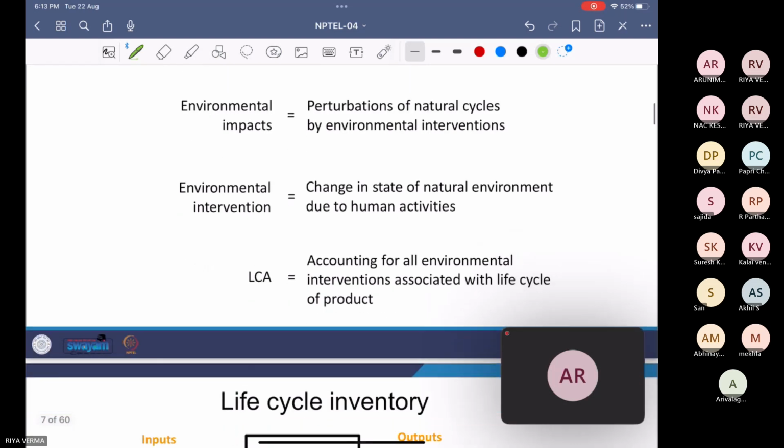After that, LCA. LCA is an accounting process of all the environmental interventions associated with the life cycle of a product. So during the entire life cycle of a product, all the environmental interventions we do that have a certain impact on the environment, we try to record in a quantitative manner, not just qualitative. We need certain quantitative values to define that impact. So we do it through this LCA process.